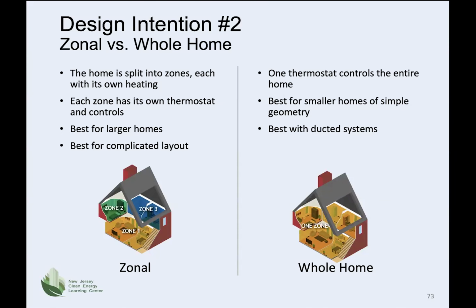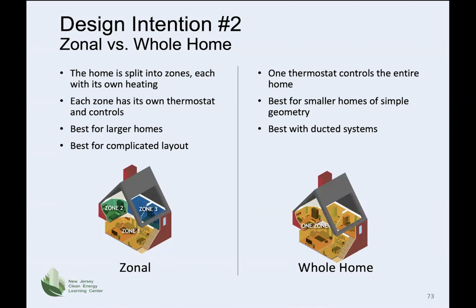Each zone has its own thermostat and controls, and it's probably better suited in a situation where you have a larger home or where you have a complicated layout. And so on the bottom here, you can see in yellow is the first zone, and that's presumably the downstairs, looks like a living room, maybe dining room combination with a kitchen. And it's being served really with one heat pump.